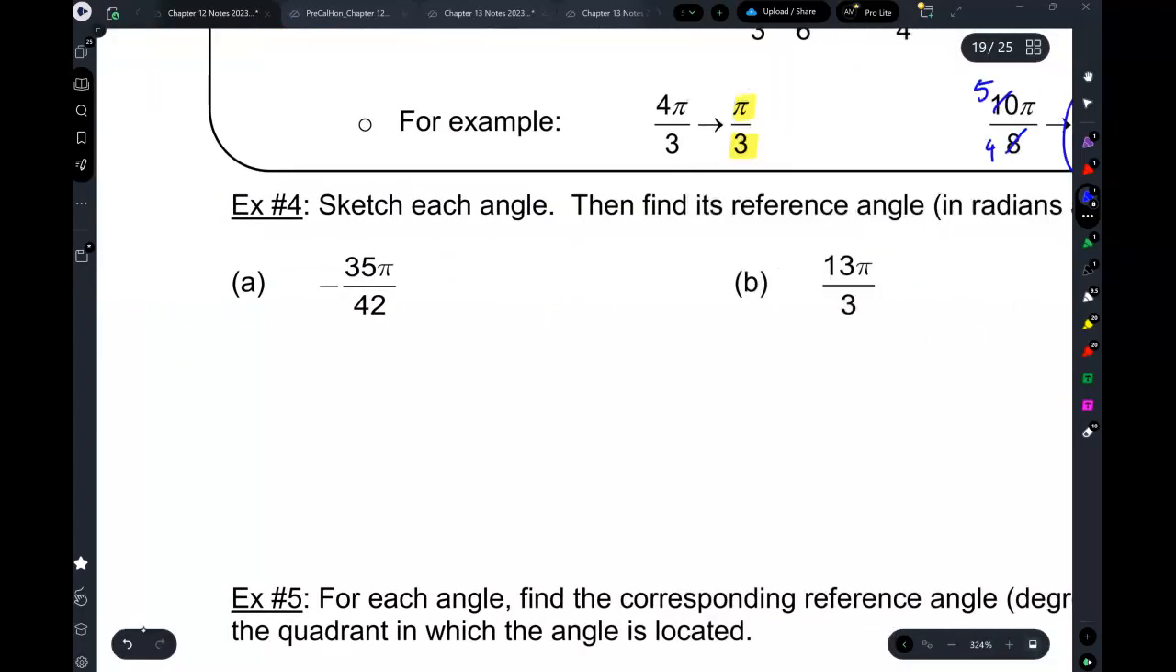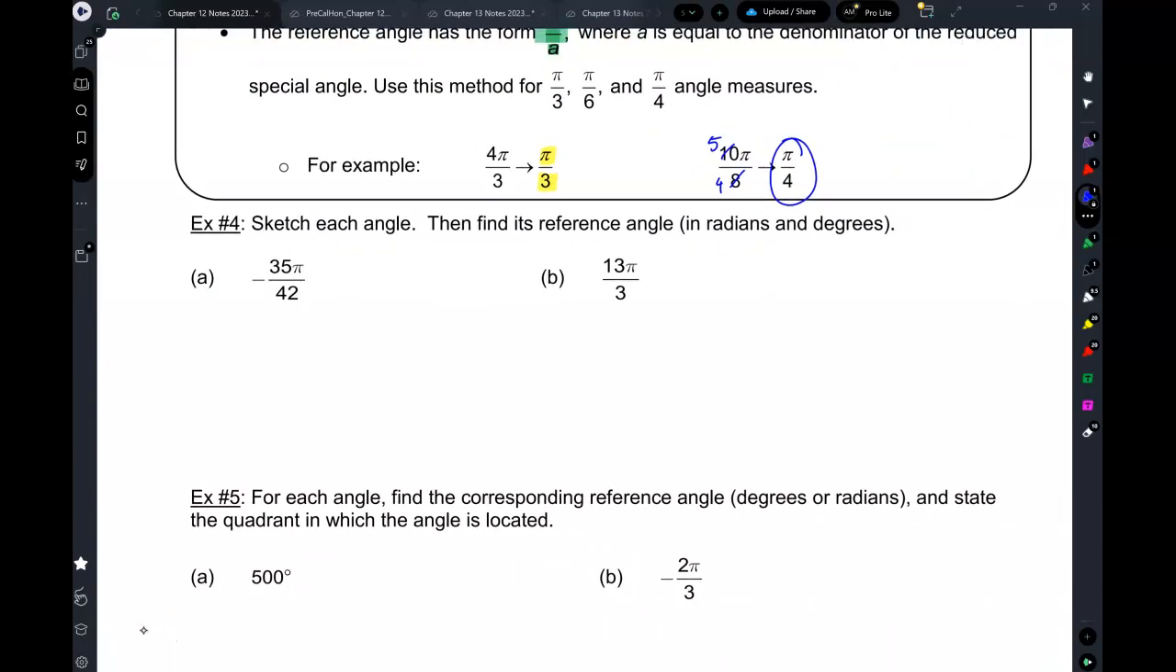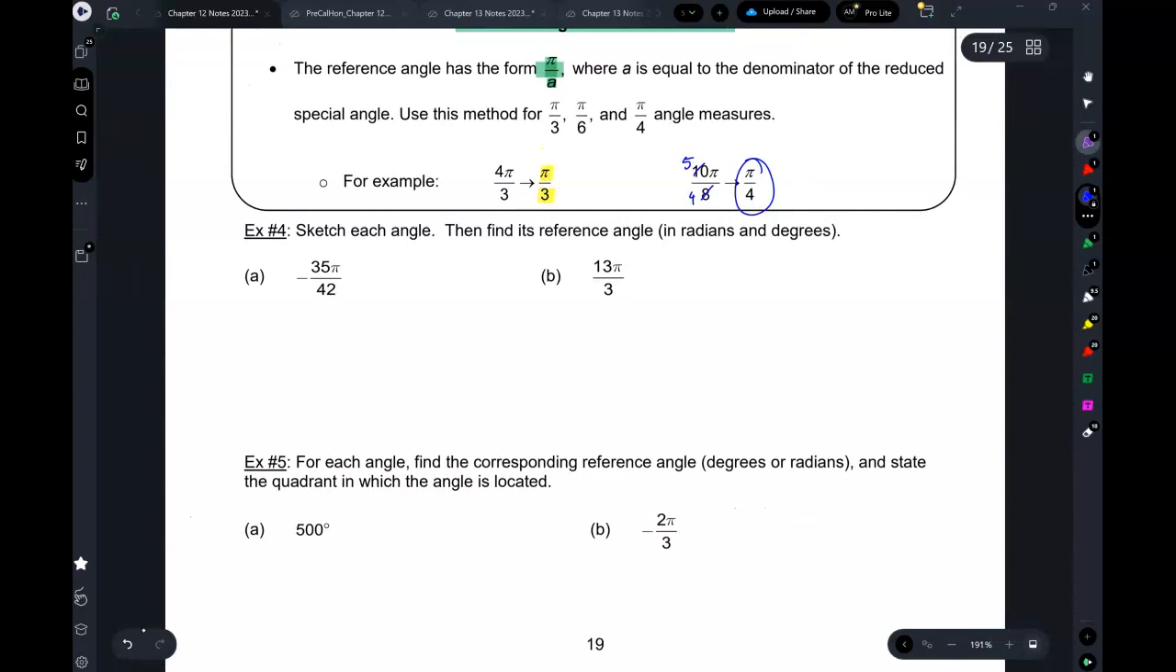Okay, so first of all, 35 and 42 can be simplified by 7. You can divide 35, how much is it? Negative 5 pi over 6. So first of all, what's the reference angle here? Just pi over 6. There's literally no math involved here. Now, if we wanted to sketch, this is the initial side. Negative 5 pi over 6, right?